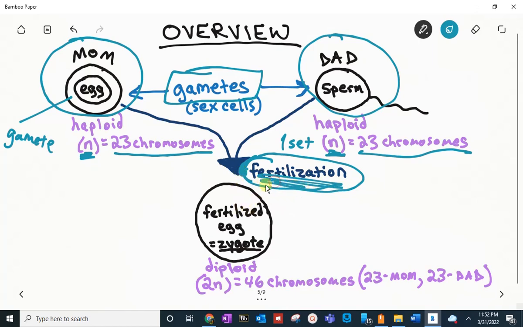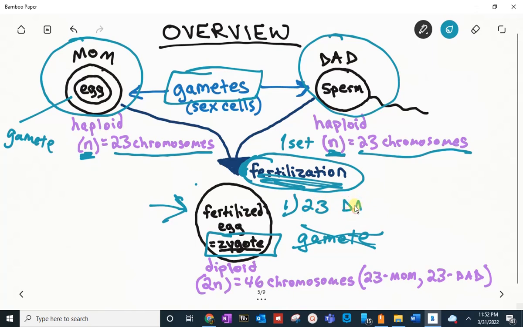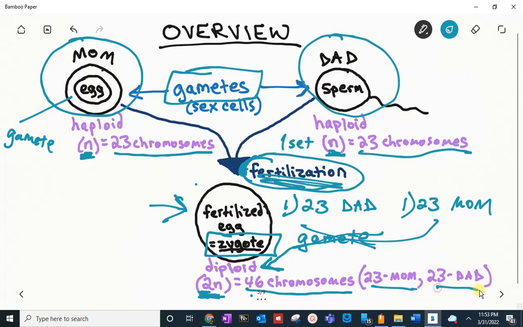So now, after fertilization, we have a new entity. We have a fertilized egg. Now that's called a zygote. This is no longer a gamete. The gametes were the egg and the sperm. So now this is called a zygote, which is a fertilized egg. And since the egg is fertilized, it has one set of 23 chromosomes from dad and one set of 23 chromosomes from mom. So now we're back to diploid. We're not haploid anymore, we're diploid. We're 2N. That's two sets of chromosomes, which totals 46 chromosomes, 23 from mom and 23 from dad.